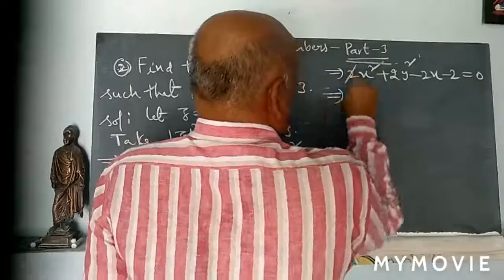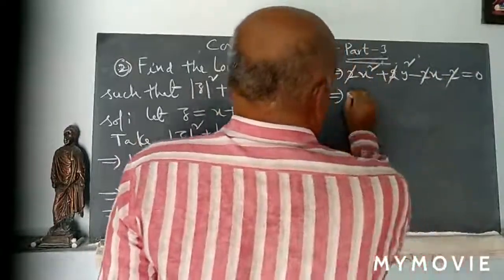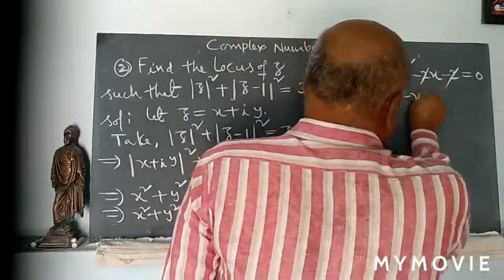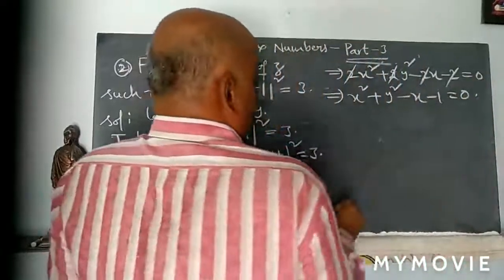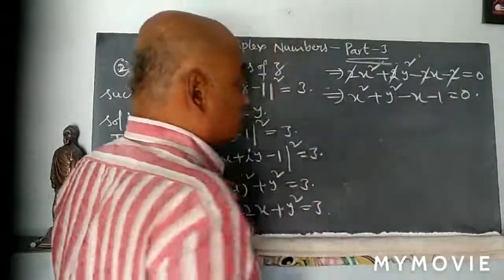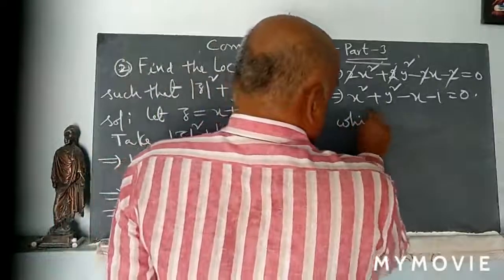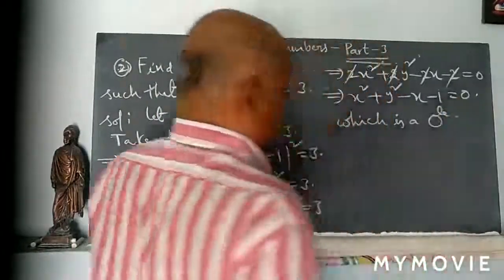So here the 2 can get cancelled. So x² + y² − x − 1 = 0. So here the locus of z is a circle.